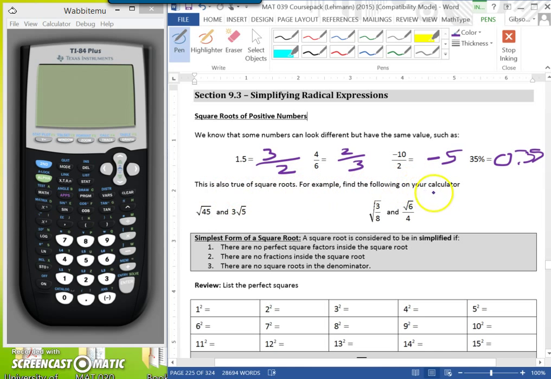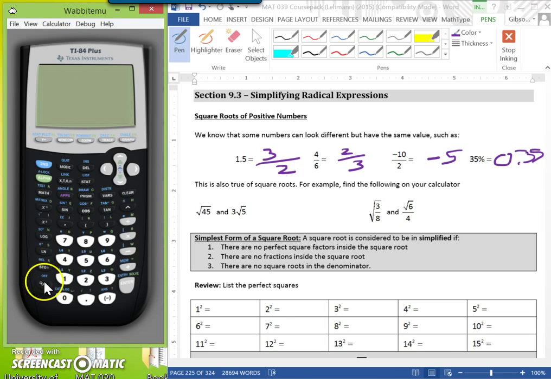For example, find the following on your calculator. We have the square root of 45 and 3 times the square root of 5. So we'll do this on the calculator. Okay, first thing you need to do, of course, is turn it on. Then we will press second, then the x squared key to get our square root and type in 45. And that gives us this long decimal here. Now we're going to try 3, then second, the x squared, 3 square root of 5. Now we know this means 3 times the square root of 5. And then notice it gives us the same exact answer.